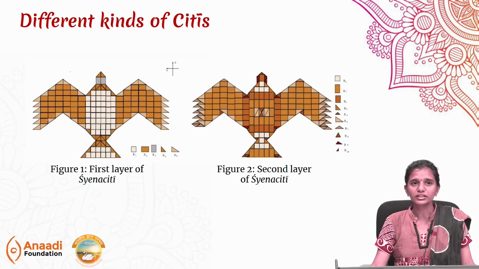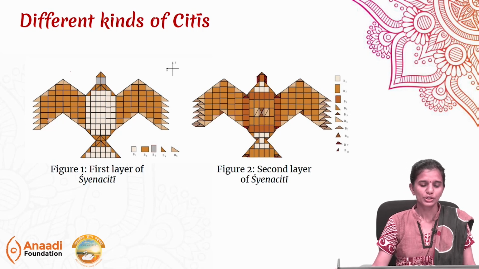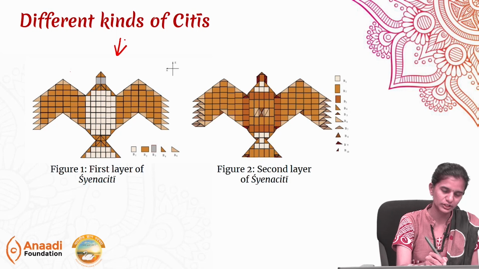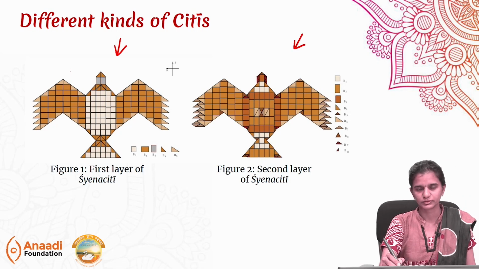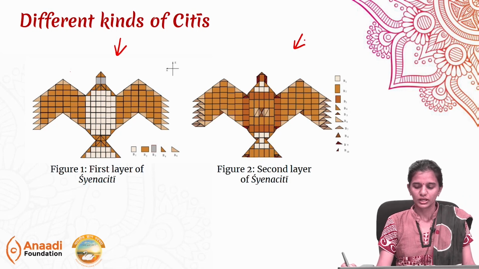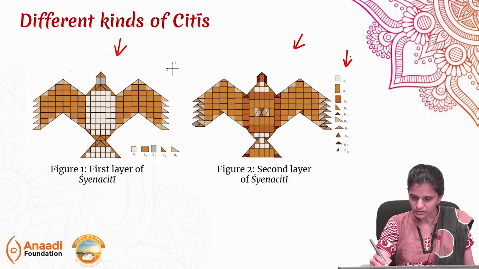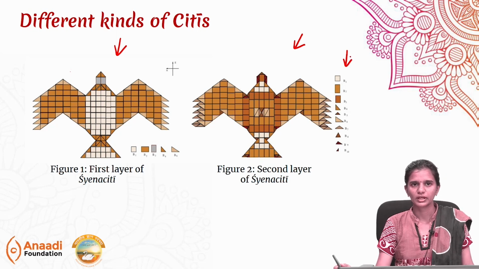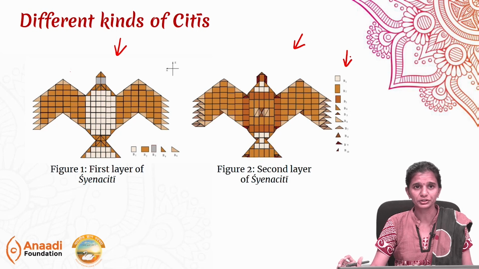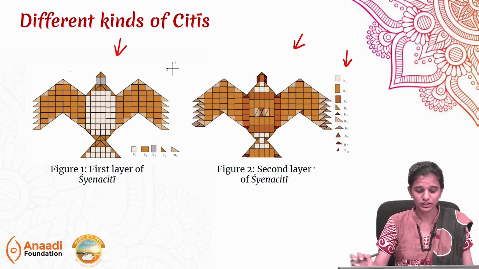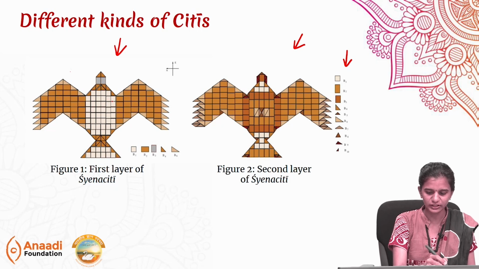Here is the flying falcon shaped chitti, that is Shyana Chitti with bent wings. This picture shows the structural plan of the first layer and the second layer. These were the building blocks. These bricks had to be perfectly constructed to get a geometric chiti. And see, there were multiple layers.